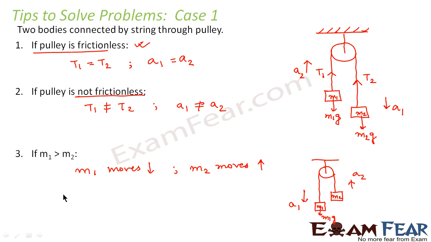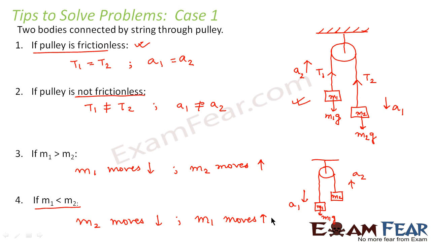So if M1 is greater than M2, in that case M1 moves vertically downwards and M2 moves vertically upwards. Now let us take the fourth and the last scenario where M1 is less than M2. This is exactly this scenario. M1 is less than M2. So in this case, M2 moves vertically downwards and M1 moves vertically upwards. So these are the certain points which are universally true. So you should always keep them in mind before you go ahead to solve numerical problems.